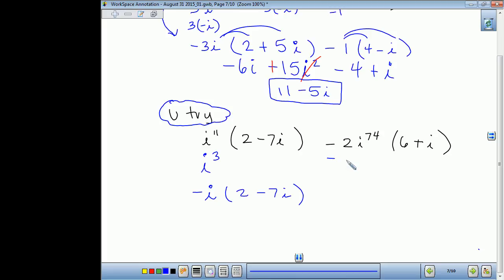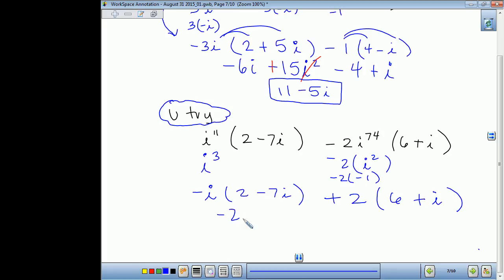Okay? This is -2 times i to the 74th. The remainder is 2, isn't it? That's what it is. The remainder is 2. So that's like i squared. Well, i squared is -1. So what's -2 times -1? Positive 2. Okay, so that's the first thing we're going to do: simplify those higher powers.